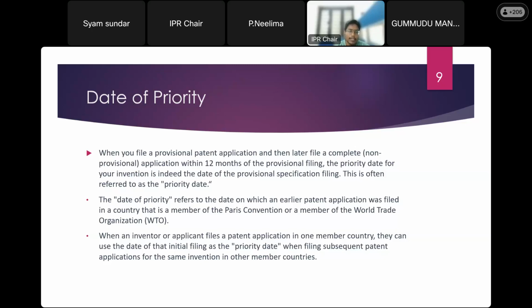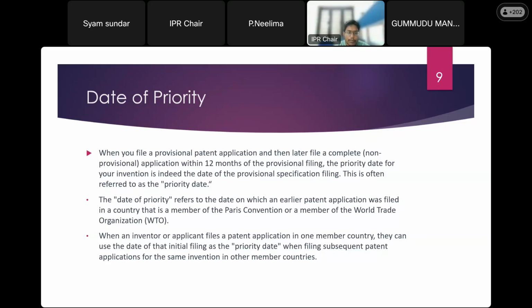I want to protect it in that country also, because if you don't file in that country, it cannot be protected there. If you don't file in that country within the specific time period, which is 12 months from the date of provisional application in India, then your patent is not protected in the UK or USA or any other country where you want to file. So in this case, the date of priority is the first filing of your provisional application in India.